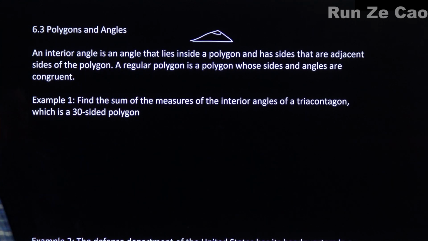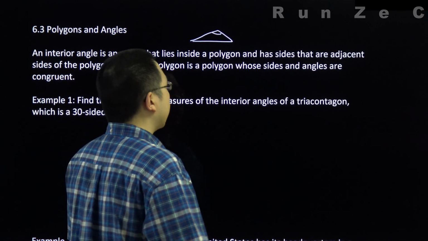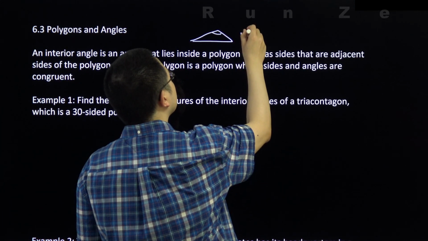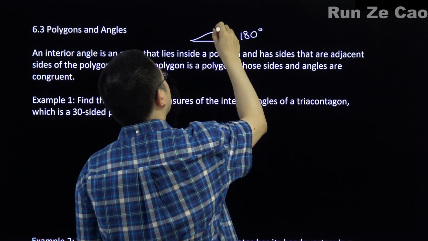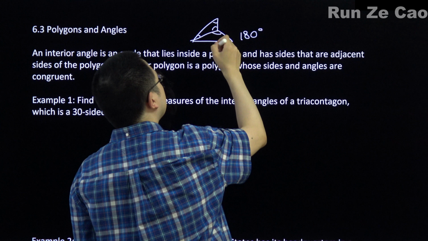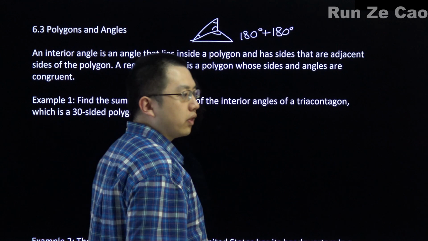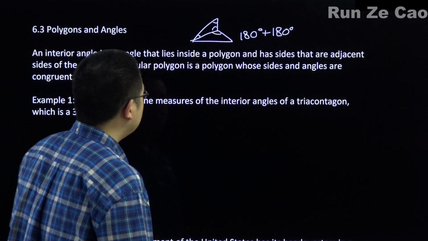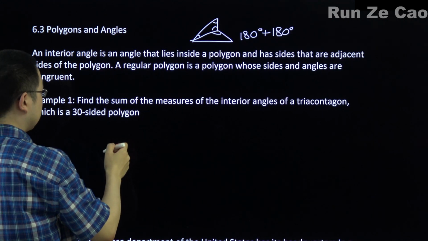Example 1. Find the sum of the measures of the interior angles of a triacontagon, which is a 30-sided polygon. Okay, what's the sum of the interior angles of a triangle? Oh, that's 180 degrees. Okay, let's say we add another triangle. Well, what happens? Oh, look, we have another 180 degrees. And so on. So, for every additional side, we add 180 degrees.